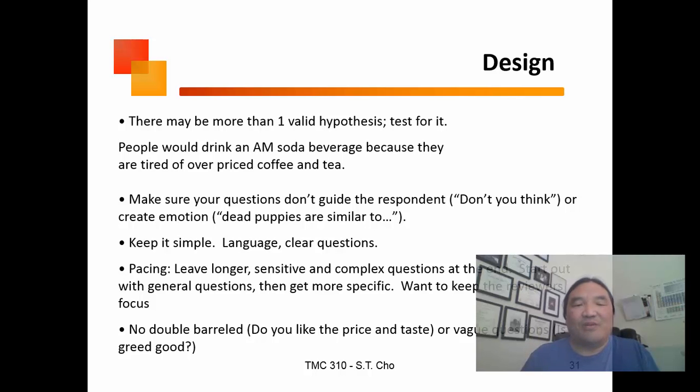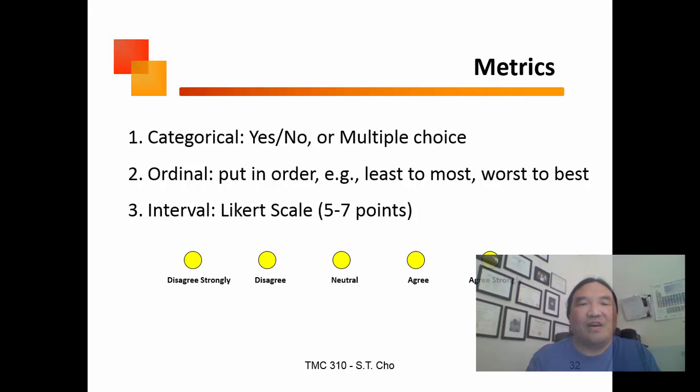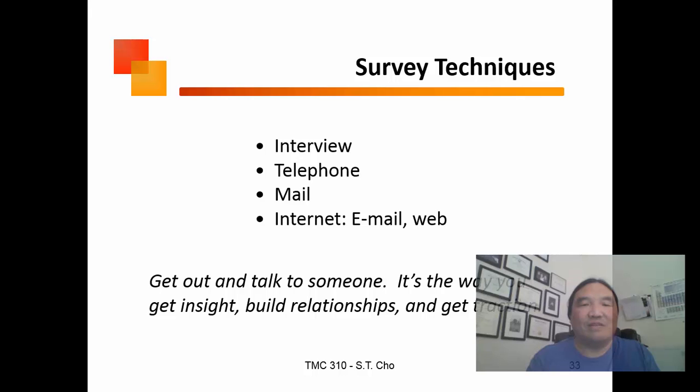Don't ask double-barreled questions like, do you like the price and taste? Stick to one value. How do I measure this? You can make a categorical, which is yes or no or multiple choice. Ordinal is about ranking from worst to best. And a Likert scale, which is the most common, is where you give it a rating between 5 and 7 points.